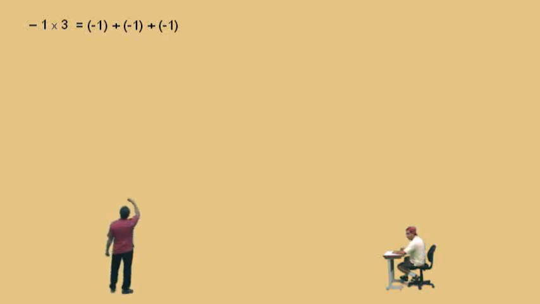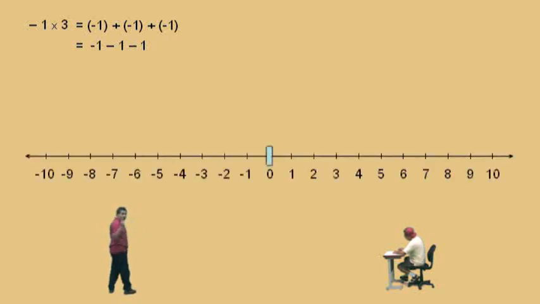Now, some people like to see -1 plus -1 plus -1, or some change the addition to subtraction and write -1, subtract 1, subtract 1. Doesn't matter. Some of you prefer the top one, some of you prefer the bottom one. Anyway, how do you add -1 and -1 and -1 on a number line? Here it is. -1 plus -1 plus -1 is -3.